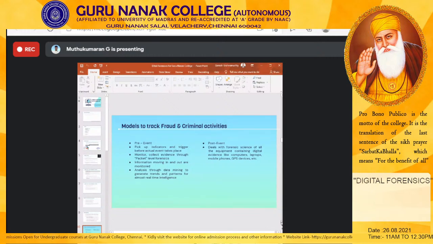Post-event is nothing but going into the crime scene after the crime is committed, using your forensic science, collecting data, and then using it to create evidence. The evidence can be computers, laptops, phones, GPS devices, anything, but this is done exactly after the event has happened, a sort of post-mortem.